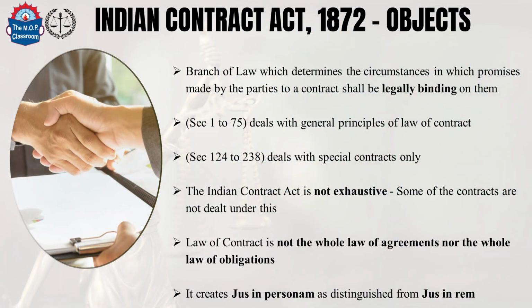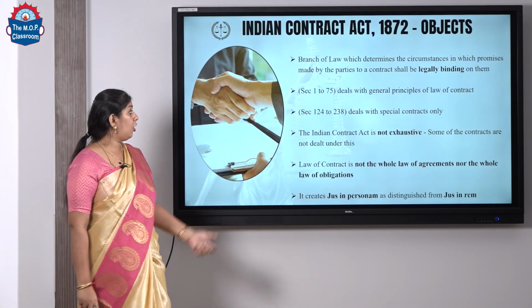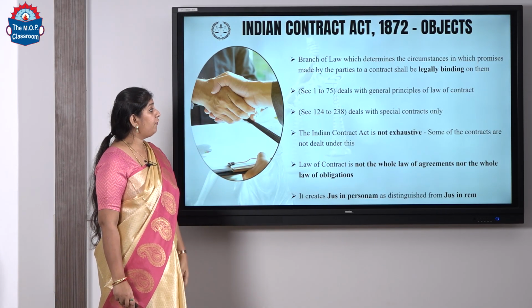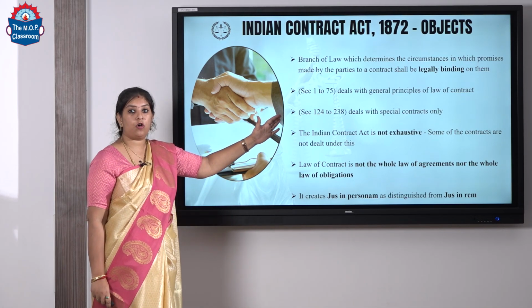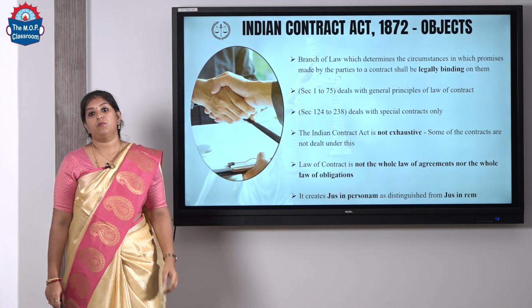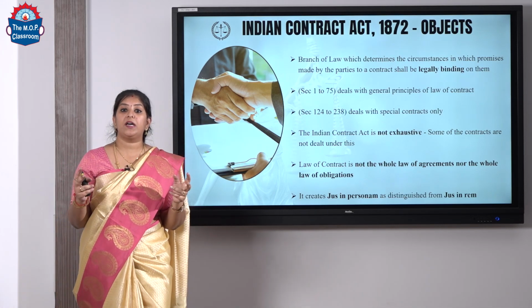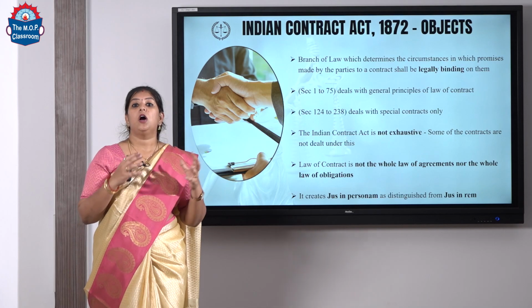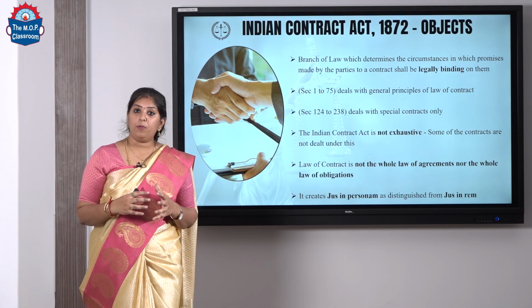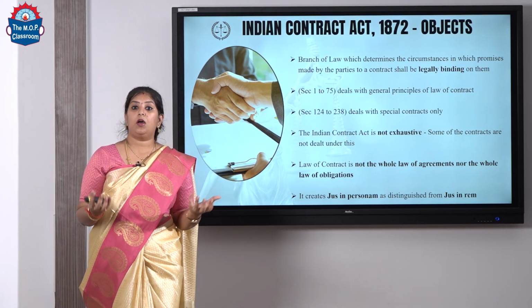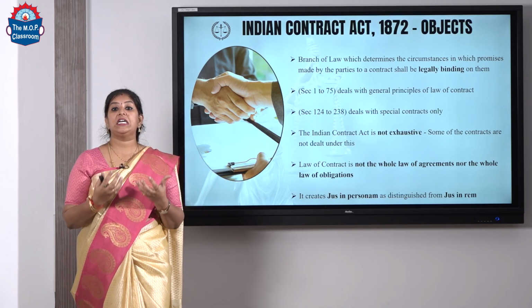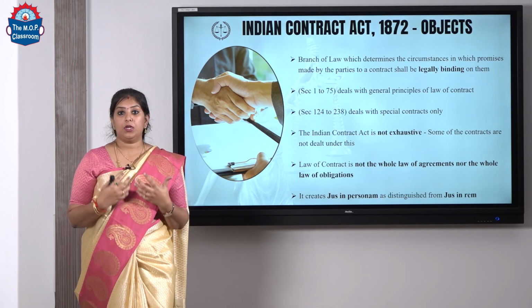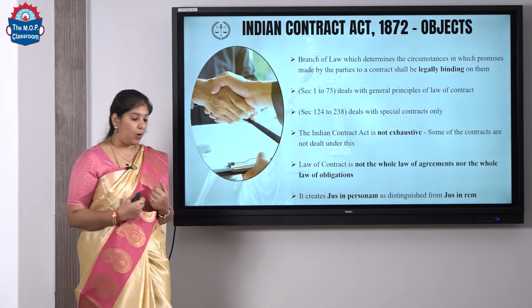Now we are moving on to the introduction of the Indian Contract Act 1872. According to the Indian Contract Act, it is the branch of law which determines the circumstances in which promises made by the parties to a contract shall be legally binding on them. When a contract is there, two parties will be coming into picture. Each one will be making a promise, and automatically the obligation for them will also be created, which will legally bind them to do that particular action which they have promised.